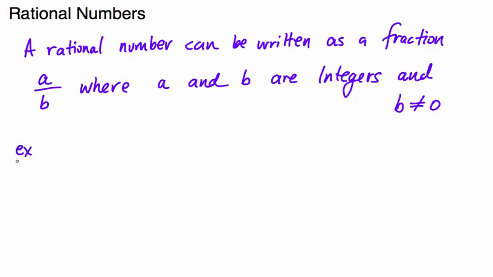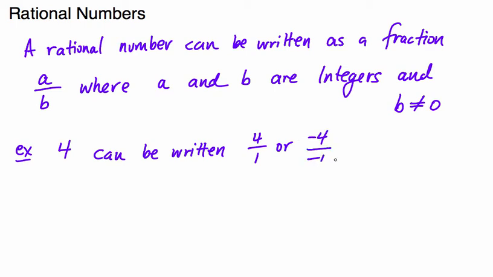So all the numbers that we work with, like 4, well, that's a rational number because you can write it as a fraction a over b, and of course 4 can be written 4 over 1 or negative 4 over negative 1, both of those are an integer divided by an integer, and they both are equivalent to 4. So as long as you can take the number and make it into a fraction somehow, it will be rational.